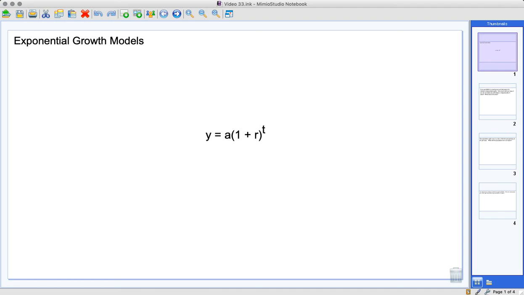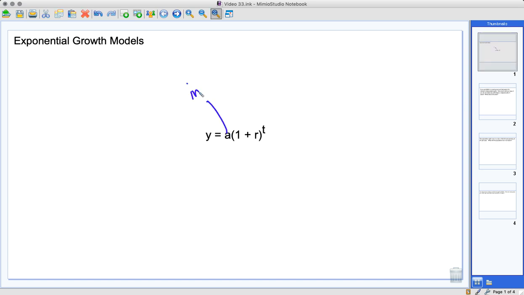All right, this lesson focuses on exponential growth models. Basically, what this is going to do is take an exponential function and apply it to a story problem. So you've got the formula written right there: y equals a(1 plus r) all raised to the t power. Each one of these pieces means something.